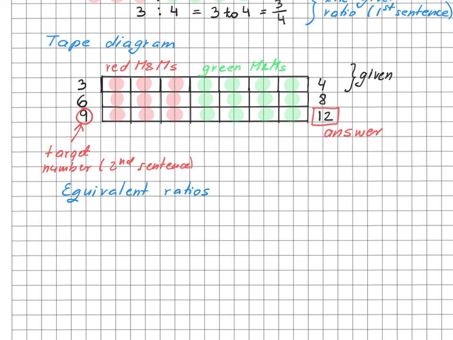So I'm going to start with a given ratio, which was red M&Ms to green M&Ms, and the given ratio of red M&Ms to green M&Ms was 3:4. So if I put red in the top, in the given ratio, I have to keep red at the top all the time. So this is the given ratio.